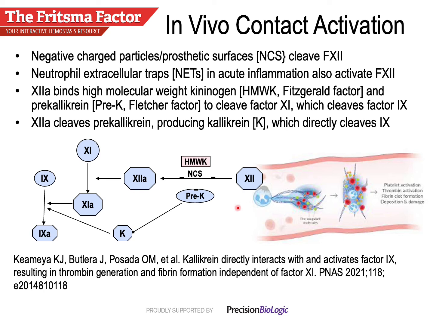Stabilized by high molecular weight kininogen, activated 12 cleaves and activates factor 11, and coagulation proceeds as described previously. In the process, prekallikrein becomes cleaved, and the serine protease kallikrein bypasses factor 11 and cleaves factor 9. Kallikrein also triggers the inflammatory kinin system, creating a link with inflammation.